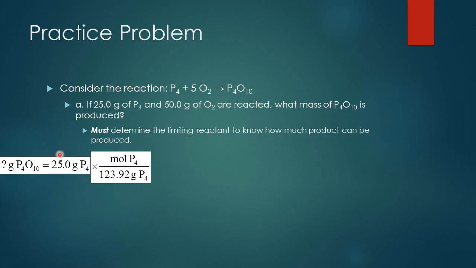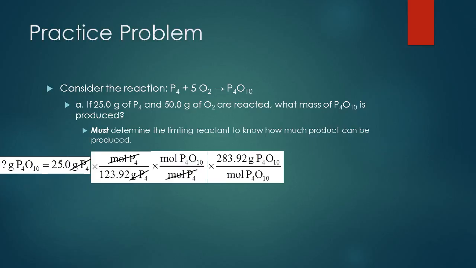We have 25 grams of P4. Use the molar mass to convert that into moles. Then I can use the mole to mole ratio. Notice the equation up here. The balanced equation shows us it is 1 to 1. And then the molar mass of P4O10. This gives us 57.3 grams of P4O10.